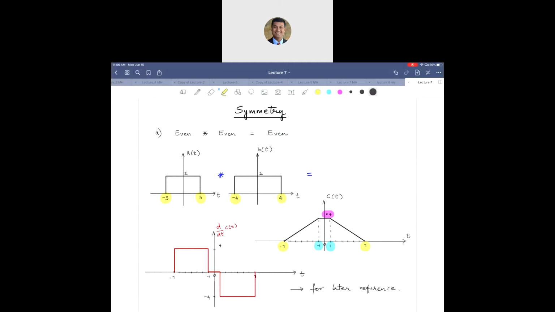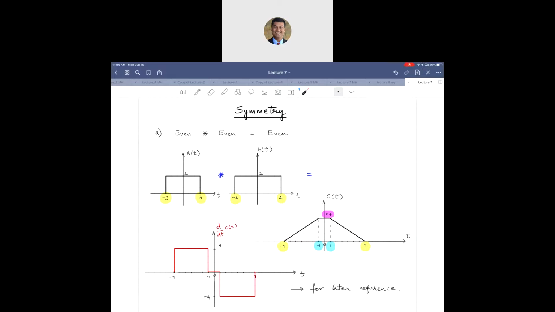How about 24? How do I know that the height is going to be 24? Because that is suggesting that one of these rectangles is completely inside the other. Well, this one is narrower. The first one, A of t, is narrower than the second one. So A of t is going to be completely inside B of t. And when it is, what is going to be the product of those two signals?